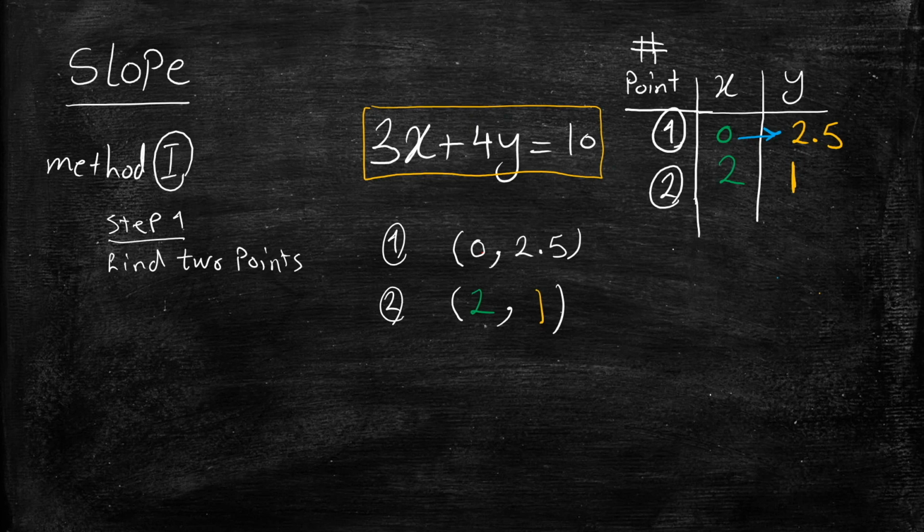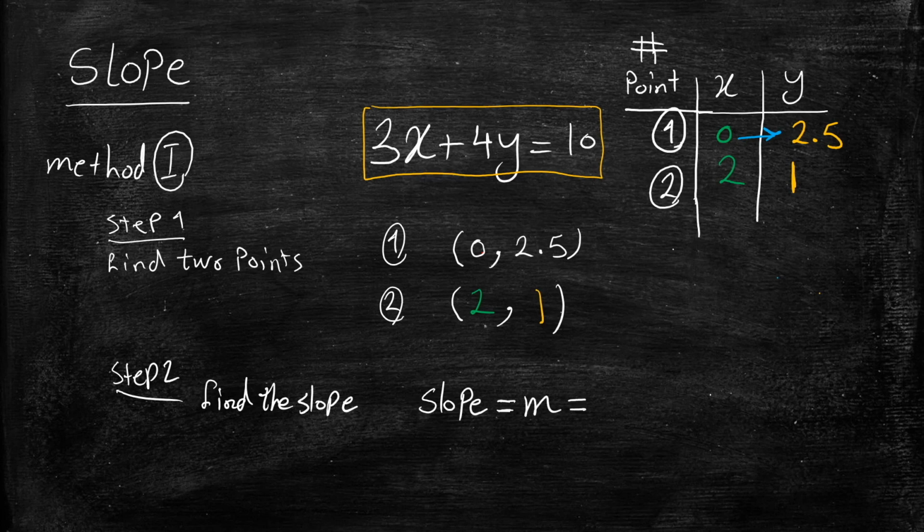Now step 2, find the slope using this formula. Slope, or sometimes they show it by m, equals rise over run. What does that mean? That means, for example, if you have a graph, rise over run. Rise means how much it has gone up.